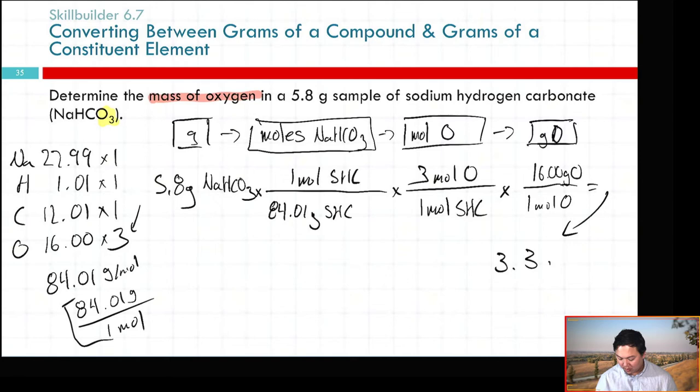And that makes sense too. You can double check this. This number should be less than the total mass of sodium hydrogen carbonate, because sodium hydrogen carbonate also has sodium, hydrogen and carbon. It's not just oxygen.